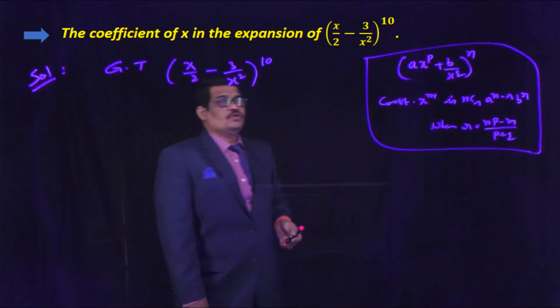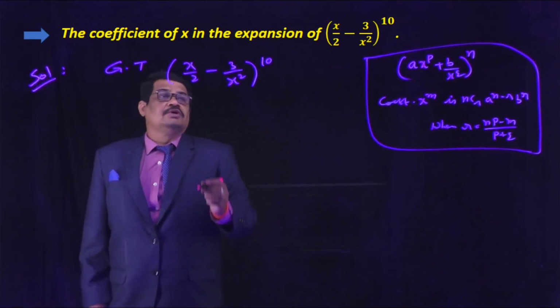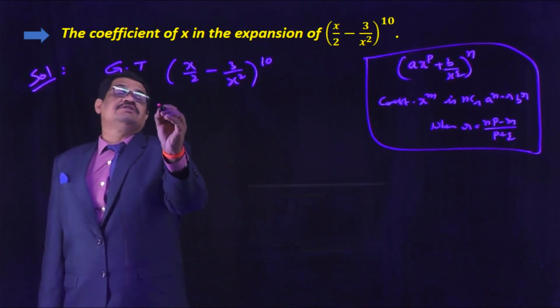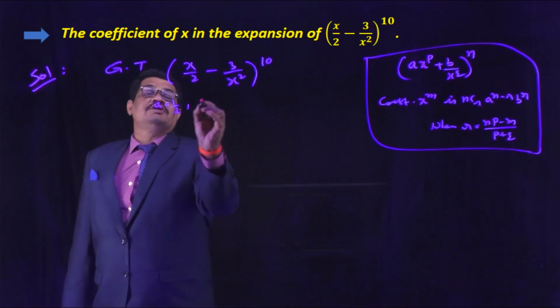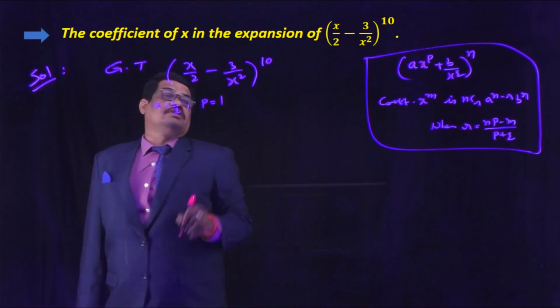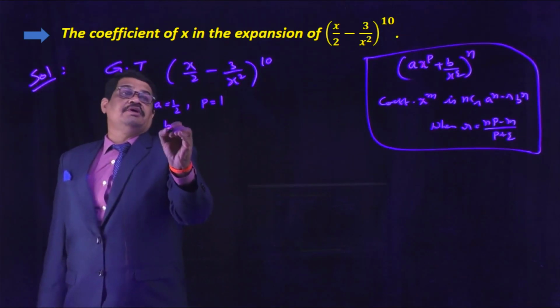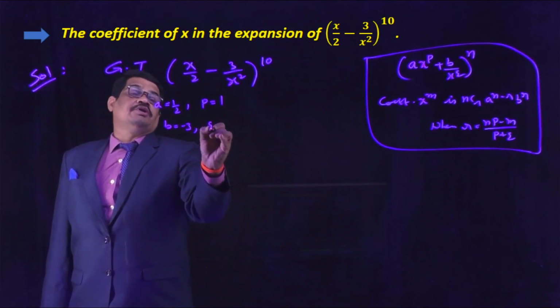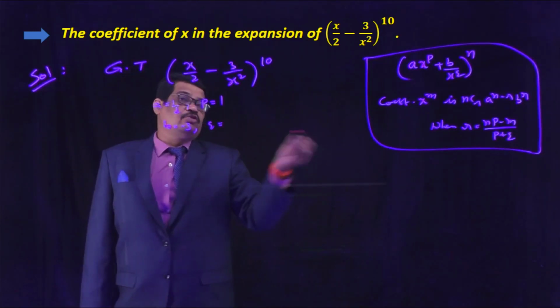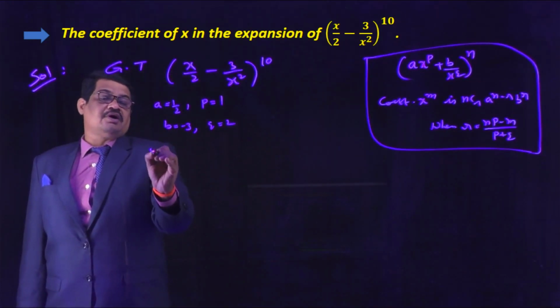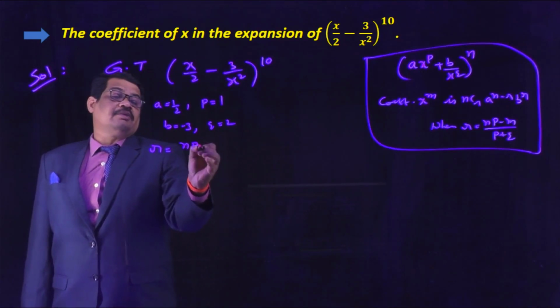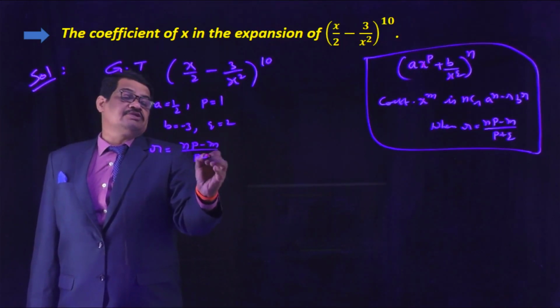So here, a is equal to 1/2, that is the coefficient. What is p here? x power 1, that is 1. What is b here? Minus 3. What is q here? That is x^q, that is 2. Now we are finding the r value. What is the r value? That is (np - m)/(p + q).